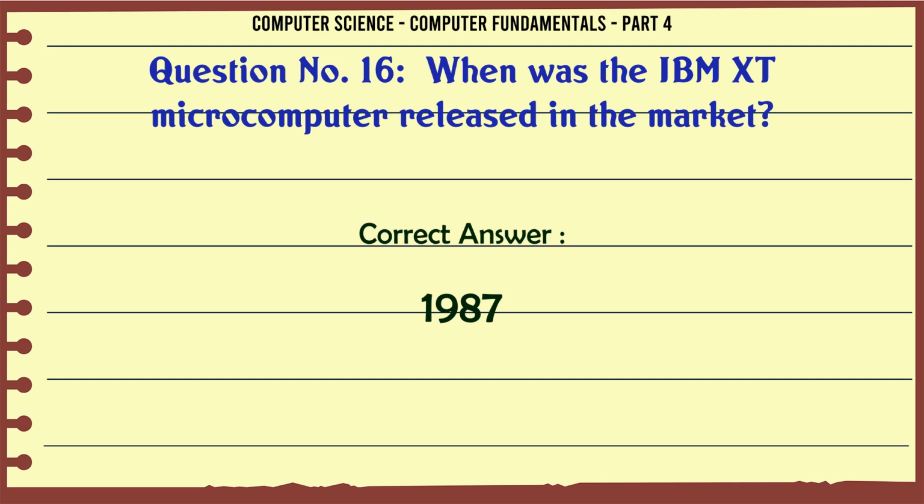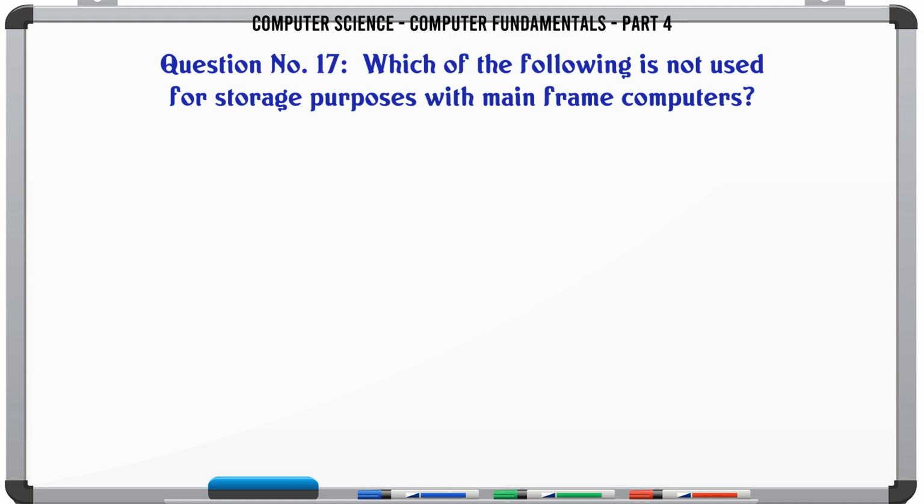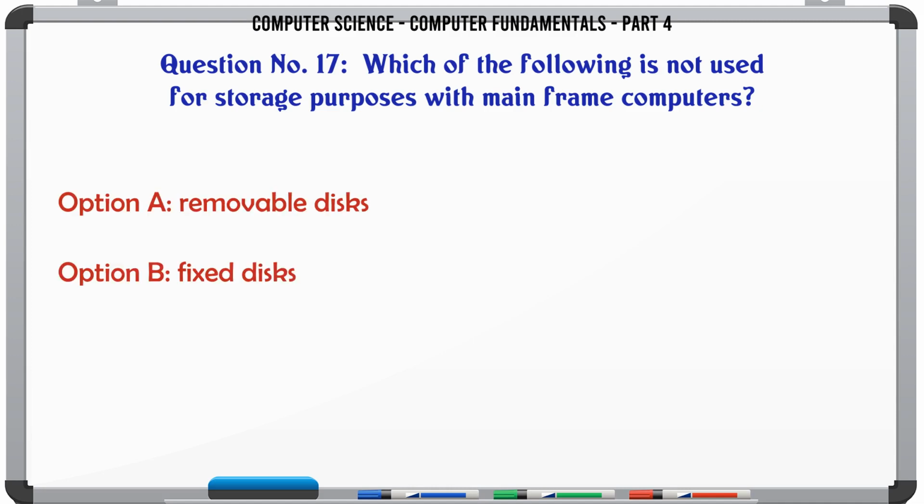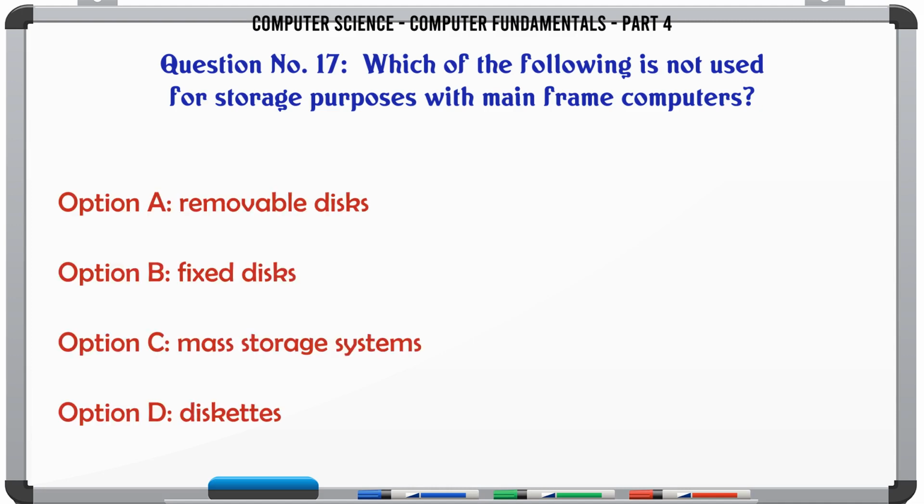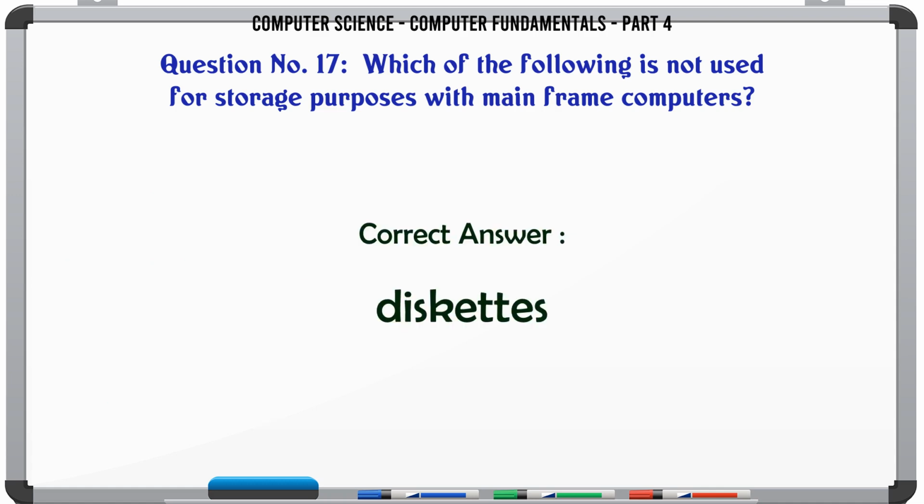Which of the following is not used for storage purposes with mainframe computers? A. Removable disks, B. Fixed disks, C. Mass storage systems, D. Diskettes. The correct answer is diskettes.